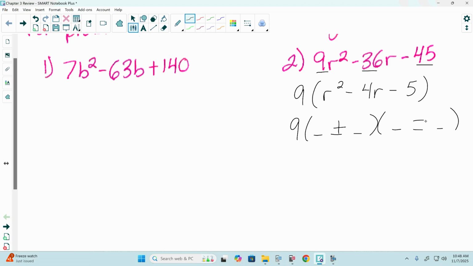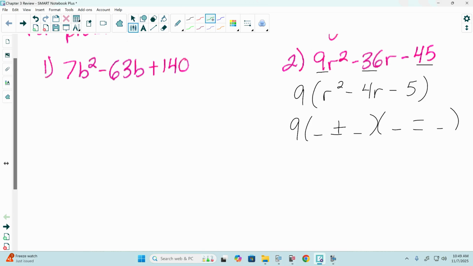Plus and minus. We don't care about the sign of the middle term. The only time we're worried about the sign of the middle term is if the third term is positive. If the third term is positive, we look at the middle term to see what the signs are going to be. Third term's positive, the signs are the same and match the sign of the middle term. Here, the third term's negative, so one's positive, one's negative. They're opposite.